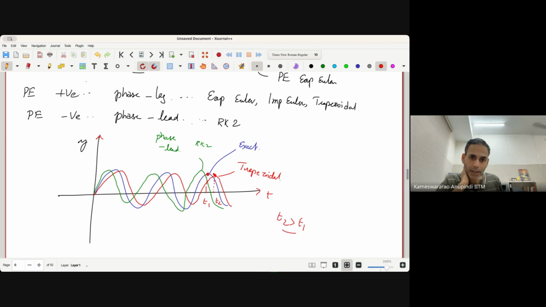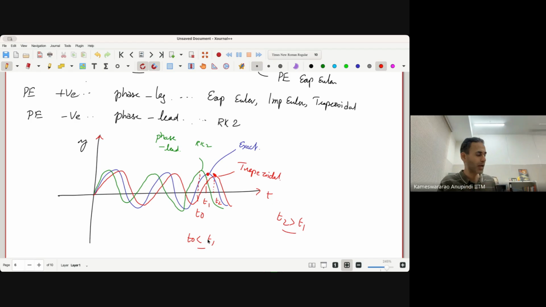Similarly, if you look at RK2, you're going to see the peak at, let us say, T0. T0 is less than T1. That means you're going to see the peak before it ideally should appear, right? That is why this is phase lead. You're going to see it much more quickly than at the time where it is supposed to appear. That's why it is called phase lead, okay?